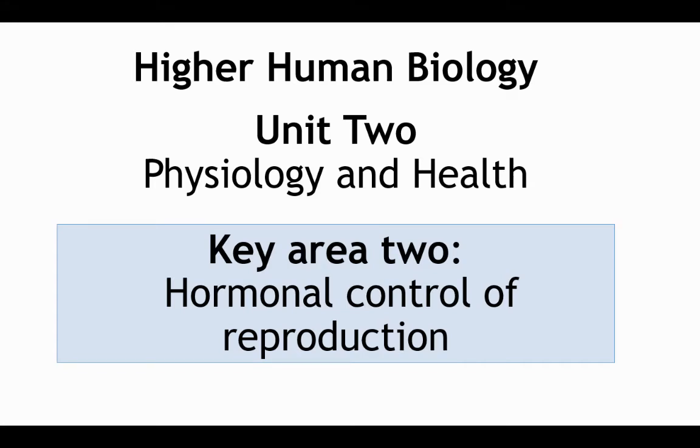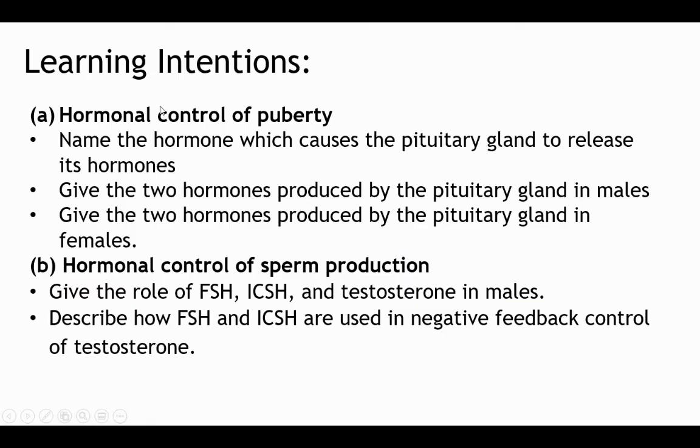In this video, we look at Higher Human Biology, Unit 2, Physiology and Health, specifically Key Area 2, Hormonal Control of Reproduction. In this particular video, we will look at subsection A, Hormonal Control of Puberty, and subsection B, the Hormonal Control of Sperm Production.